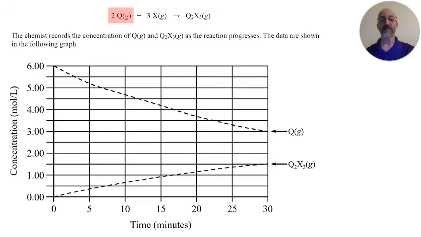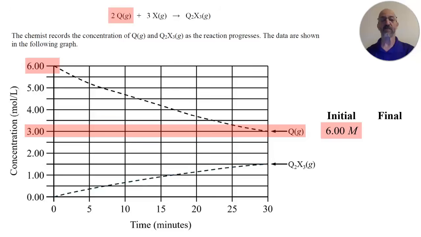So if I start with substance Q, it begins with a concentration of 6 moles per liter. We can see that that's the label on the y-axis, concentration in units of moles per liter. And it doesn't go all the way down to 0, but it does go down to a concentration of 3 molar. So we have an initial concentration for substance Q of 6 molar, and then a final concentration of 3 molar, after a time period of 30 minutes. So the concentration of that reactant decreased from 6 molar to 3 molar.